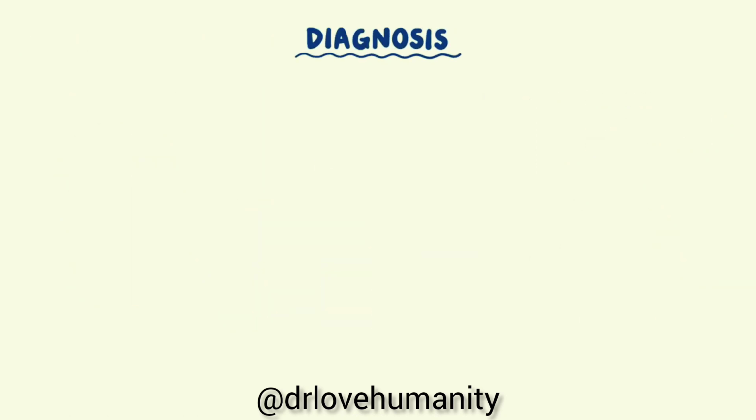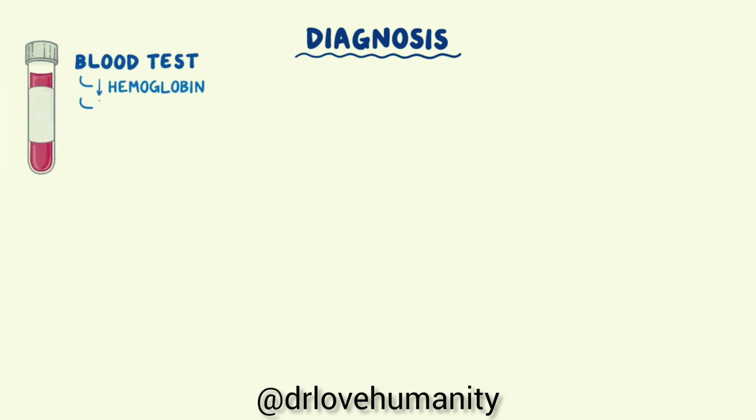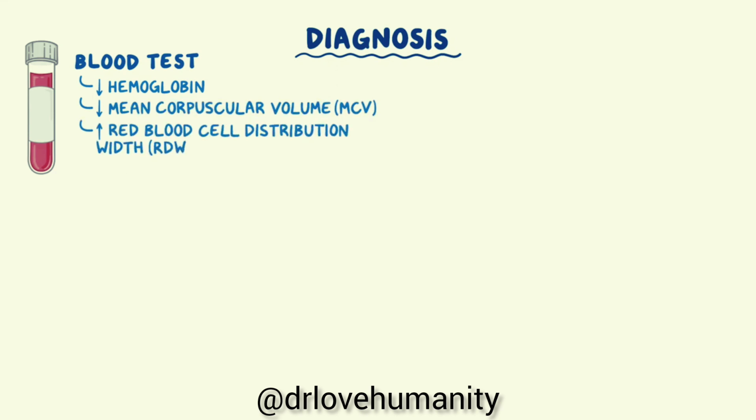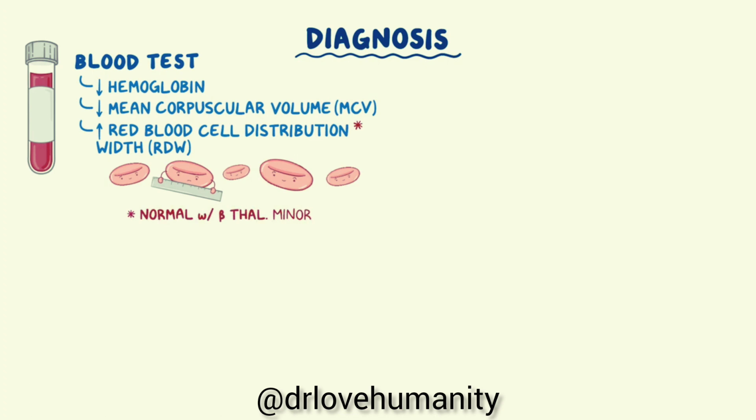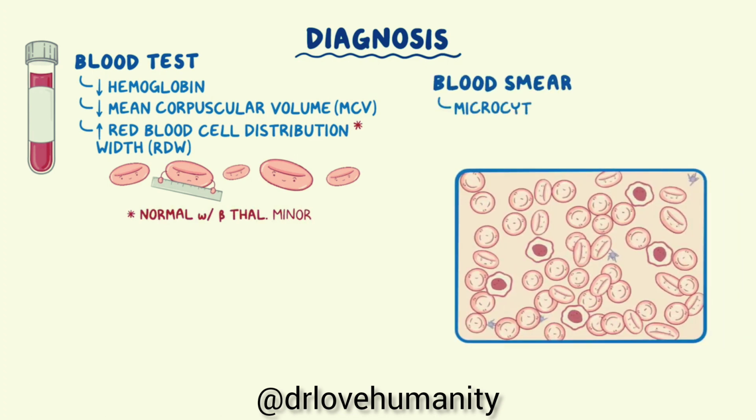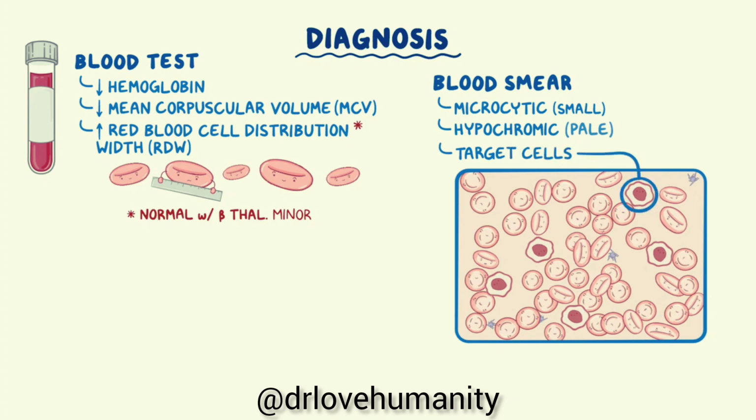Diagnosis of beta thalassemia usually begins with a routine blood test that shows a low hemoglobin level, decreased mean corpuscular volume, or MCV, and a high red blood cell distribution width, or RDW, which indicates that the red blood cells come in a lot of different sizes. However, the RDW is often normal with beta thalassemia minor. The peripheral blood smear shows microcytic or small and hypochromic or pale red blood cells. There are also target cells, which are small red blood cells that look like bullseyes due to scrunching up of the excess cell membrane.